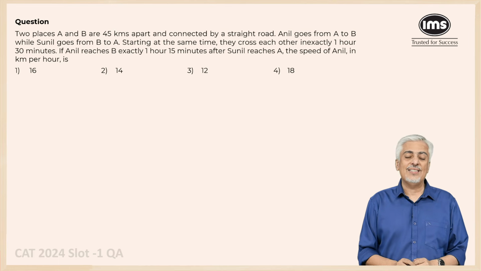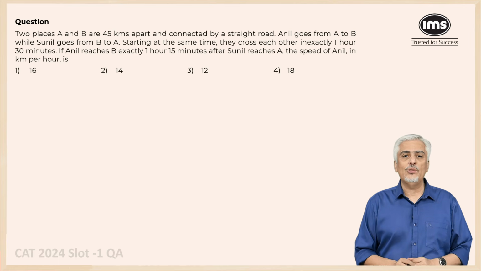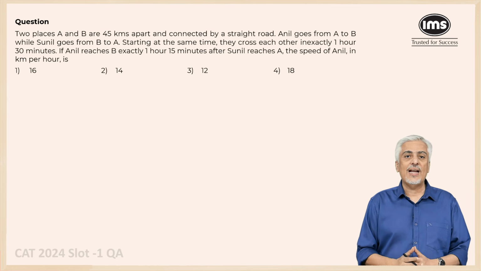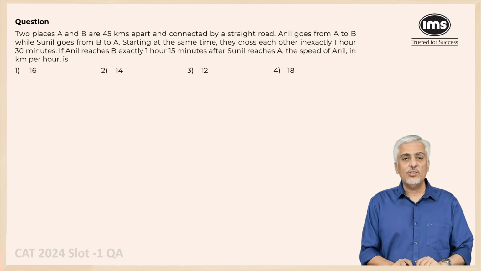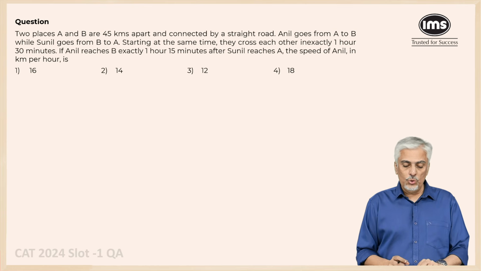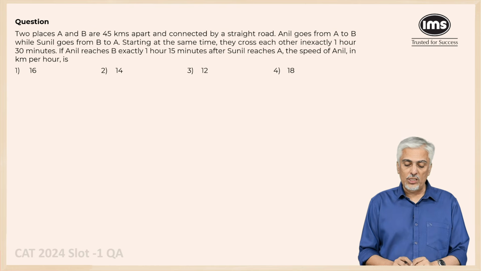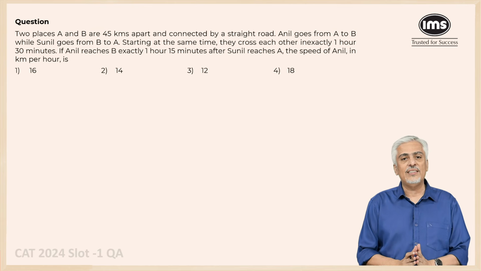Question from time, speed, distance. And there's a particular concept I had been speaking about, I had spoken about one about the reels also in our countdown to CAT days, is time taken after meeting to reach at a particular point for each of them. Based on that, this question could have been done. Two places A and B are 45 kilometers apart and are connected by a straight road. Anil goes from A to B while Sunil goes from B to A, starting at the same time, and they cross each other after 1 hour 30 minutes.